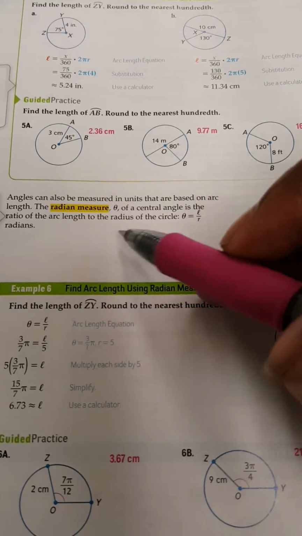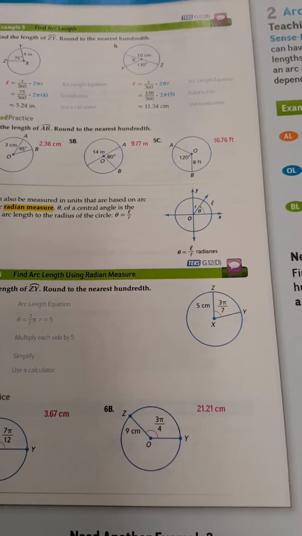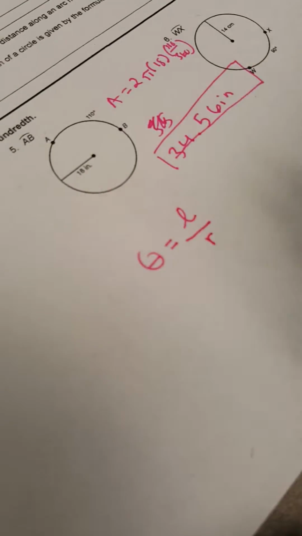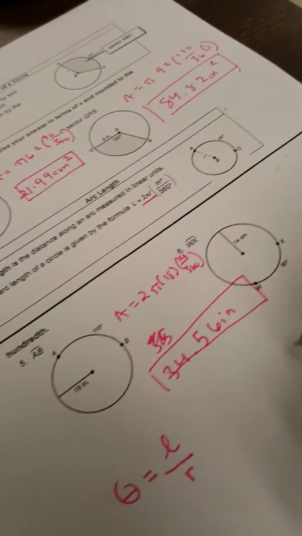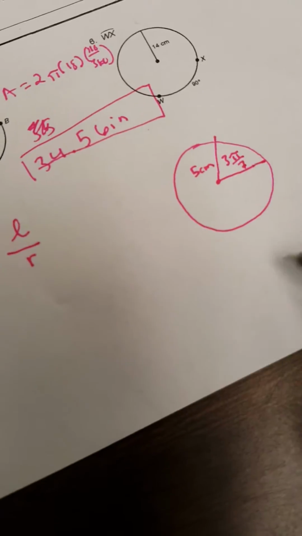So the arc length in radians would be theta equals L over R. Theta, remember, that means angle. L is the length of the arc. So this isn't slant height, it's the length of the arc. And then the radius is, of course, the R. So for example, if I did an example like this. All right, so this is the example here.